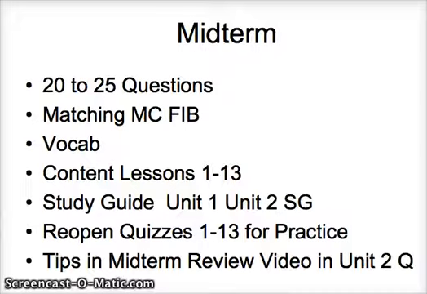Okay, some information about the midterm. There are 20 to 25 questions. Now there are a variety of questions. Number one, it's not a lot of questions, so you can give your time and your attention to it. I think that's a good thing.